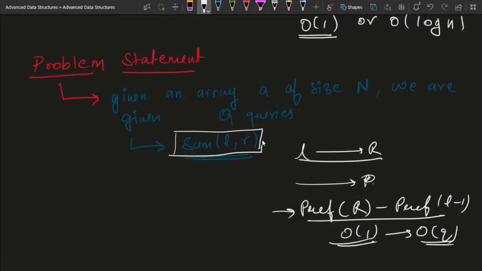And here the Mo's algorithm we are applying is going to take more than this time. Mo's algorithm is not the perfect solution for this problem, but we are doing this just to understand the nature of the algorithm. So don't think that Mo's algorithm would be the best possible solution for these types of problems. It is just for the understanding purpose.